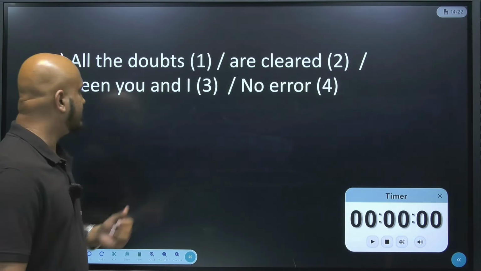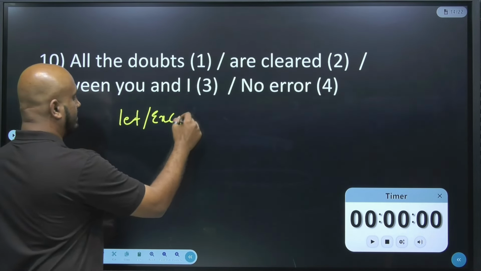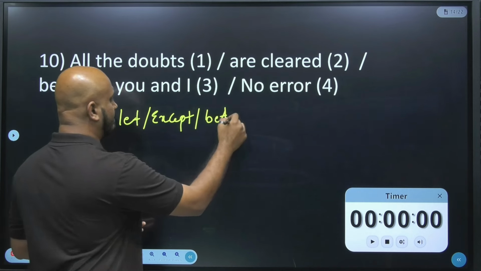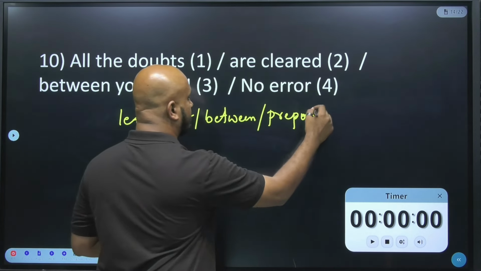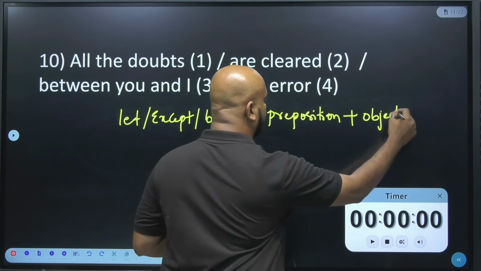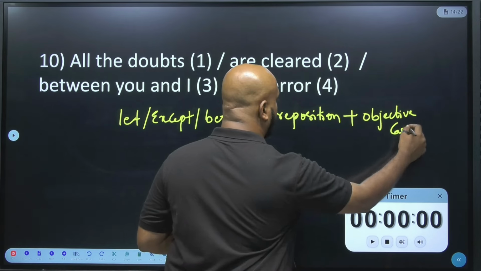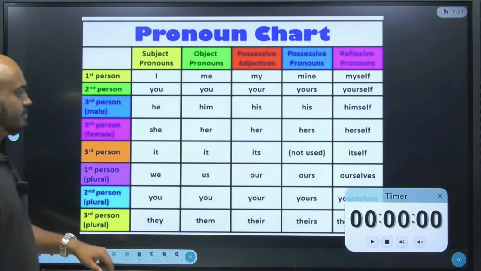Now, the rule says whenever you come across these particular words, let, except, between, or generally any preposition, right? After this, if you are using any particular pronoun, it should always be the objective case of the pronoun. So you might be wondering, what is this objective case? So I've taken this particular slide. I believe you can see this, guys.